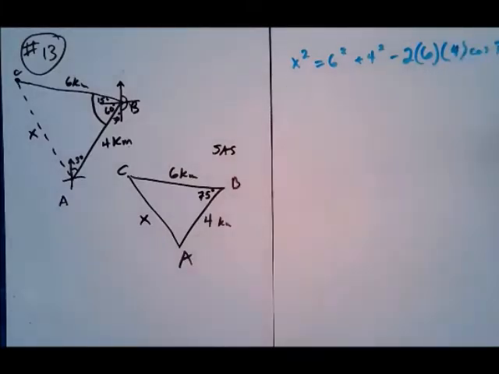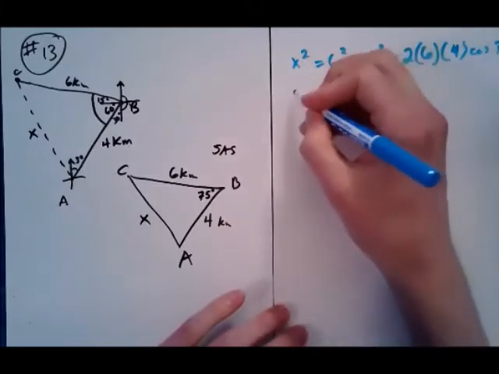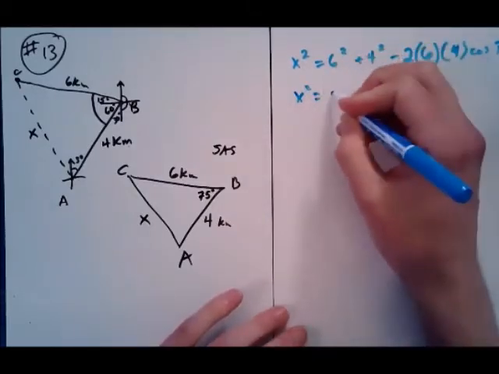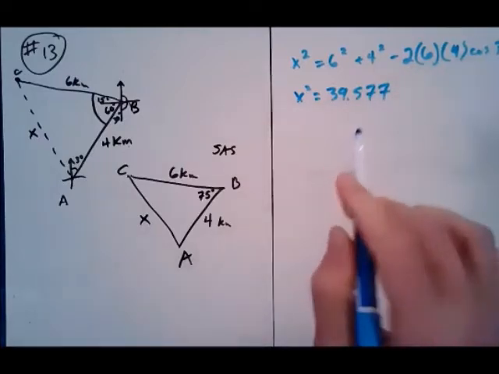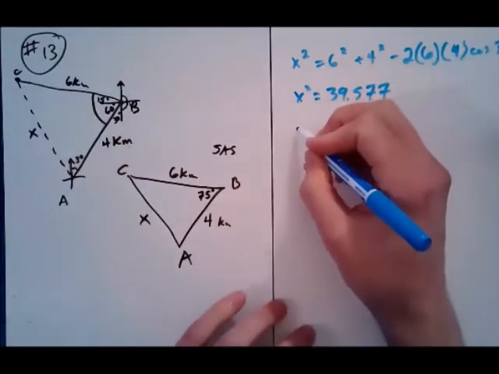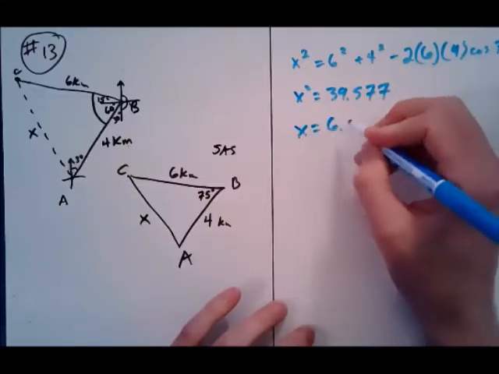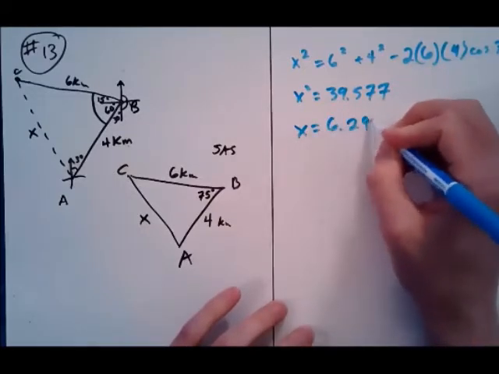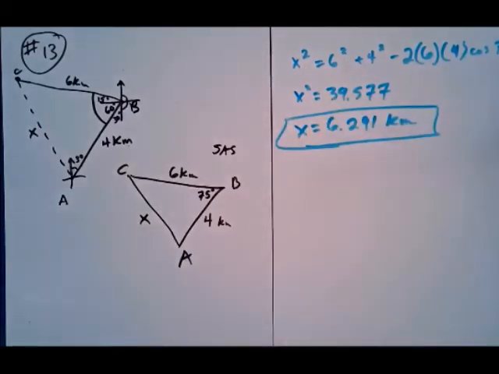Here, because I'm solving for a side length, I can type that entire thing into my calculator, and I will get x squared equals 39.577. Use that exact number that's in your calculator. Take the square root of both sides. X is 6.291 kilometers. First answer, that's how far he is.